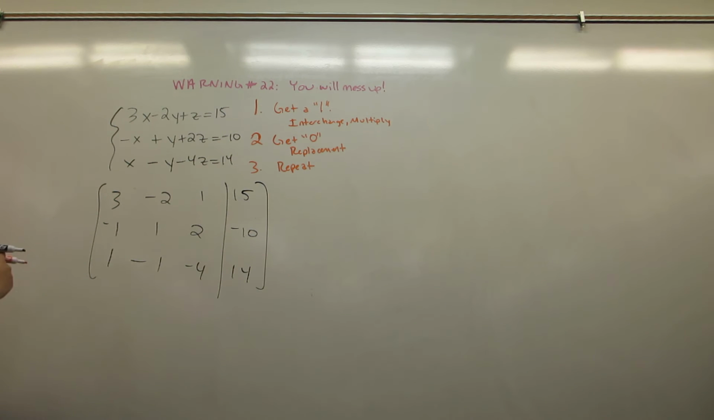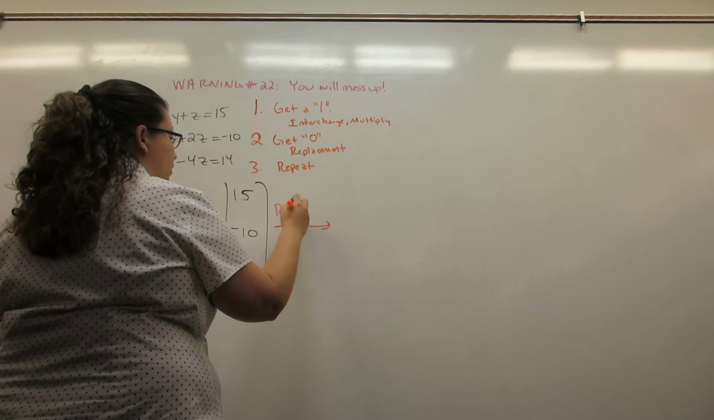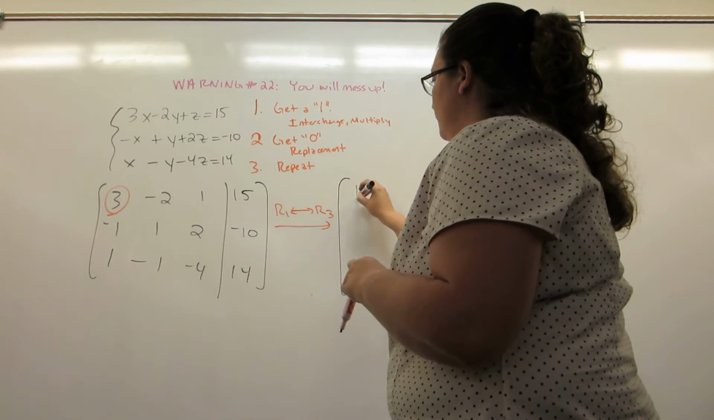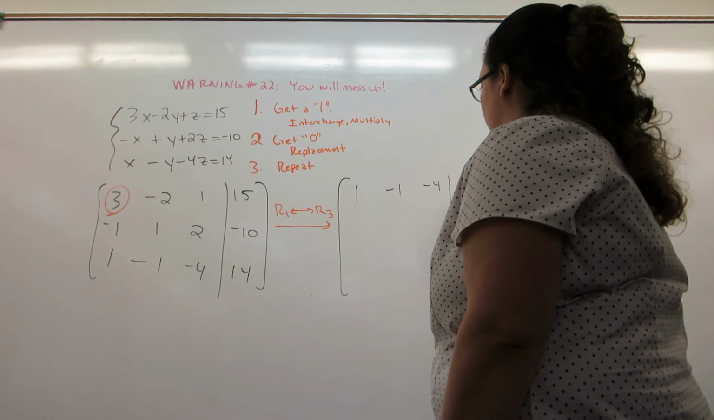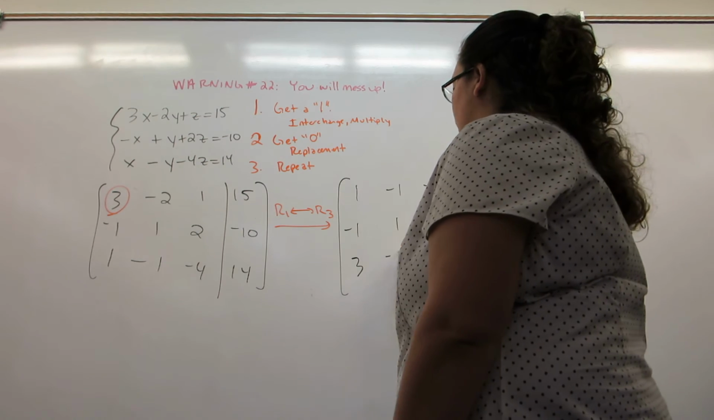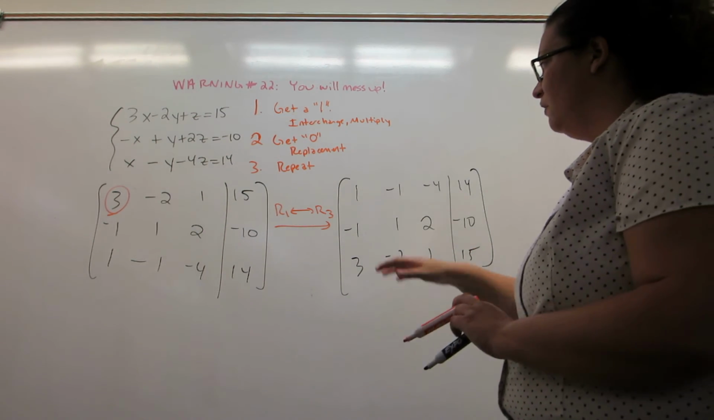Now, I want a 1 up here. I have two options. I could divide this whole row by 3, only I don't like that option because it gives me fractions. Or I can simply switch the first row and the third row that already has a 1. So I'm going to do row 1 and row 3 switching. Okay, now I have my 1.